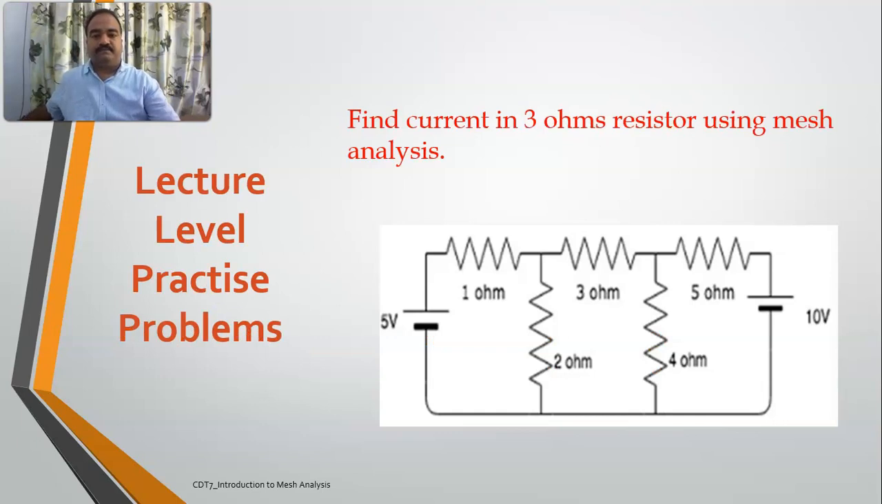This is your practice problem. See, I have given you a 3 ohms resistor. There are so many resistors. You need to determine the current in this resistor using mesh analysis. Remember the 6 steps, follow your 6 steps and try to determine the current in the 3 ohms resistor.